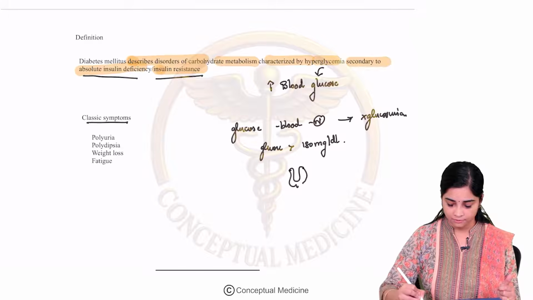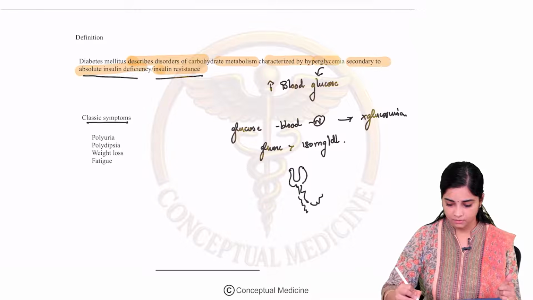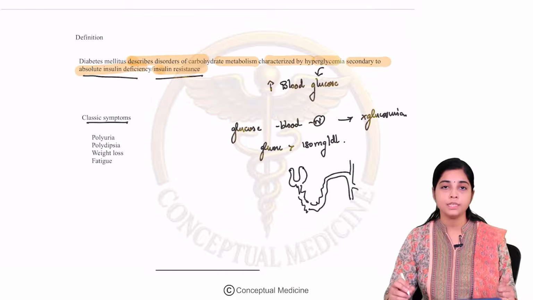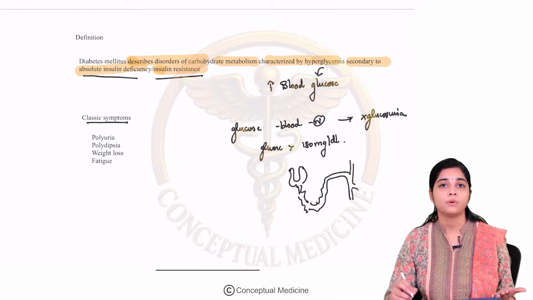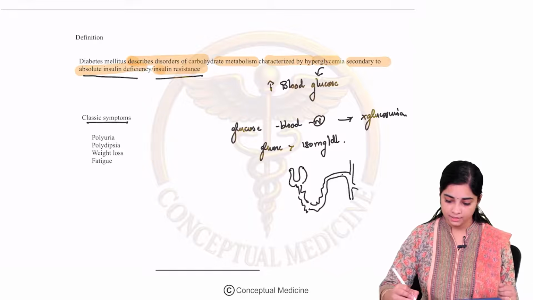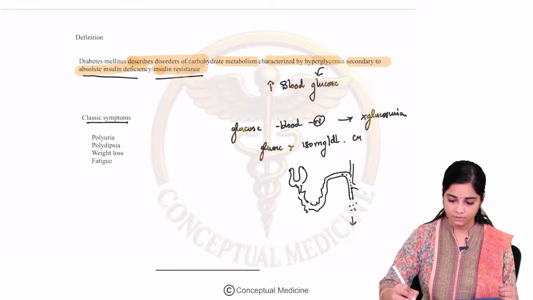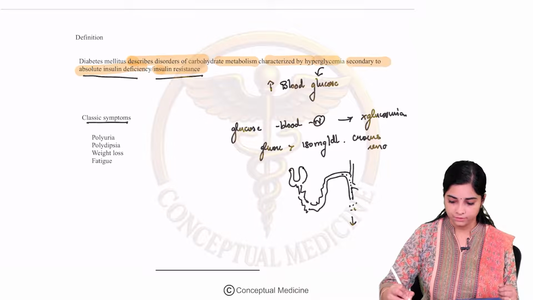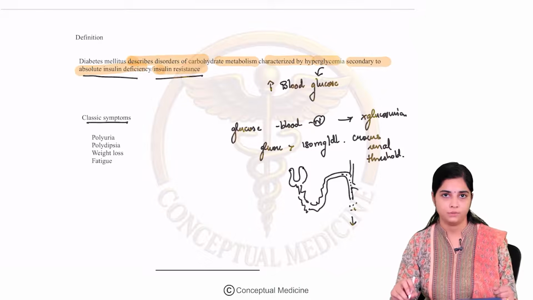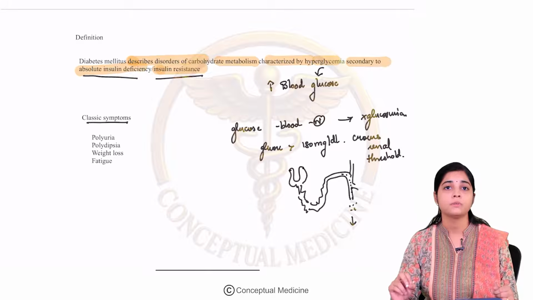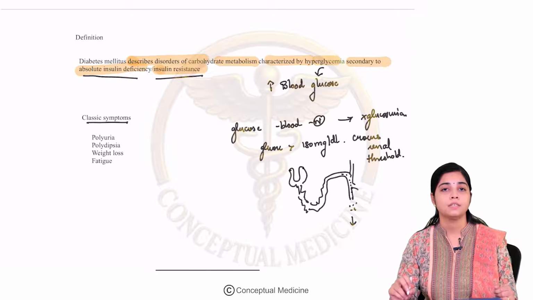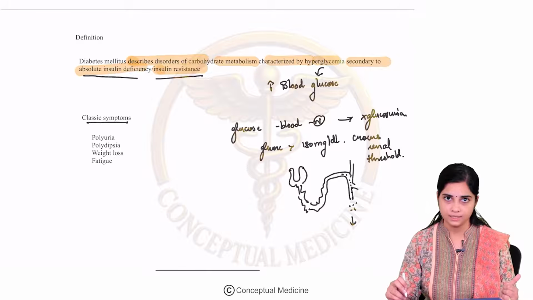This is the nephron of your kidney, and this is the collecting duct. When the glucose levels in the blood increase to more than 180 milligrams per deciliter, it crosses what we call the renal threshold and the glucose begins to get excreted in the urine. So glucosuria is seen whenever the blood glucose level increases to more than 180.